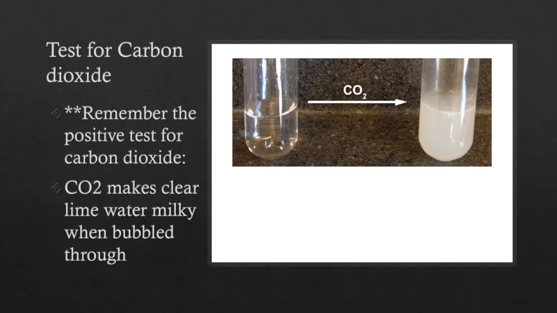In this section, we have a positive test for carbon dioxide. The positive test is that clear lime water will turn a milky color when it is bubbled through. So clear lime water is over here. It is clear in color, and if carbon dioxide is bubbled through or blown through it, it turns a milky color. This is the positive test for carbon dioxide.